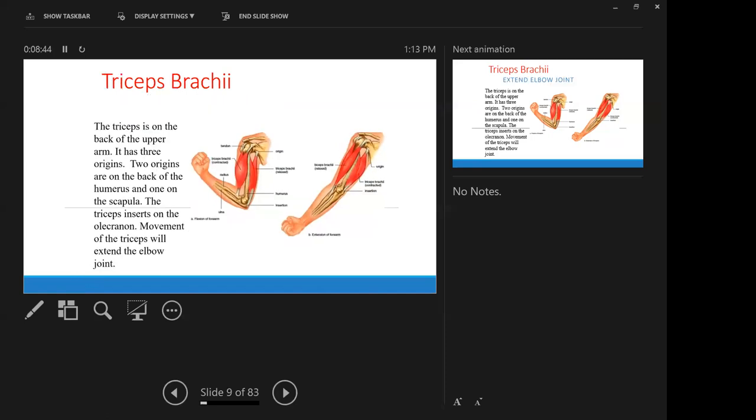Since we can't go around all day with our fingertips sitting on our shoulder, we need to get our arm back into its regular position. And this is where the triceps brachii comes into play. The triceps is on the posterior surface of the arm, or the back of the upper arm. It has three origins, but it inserts itself on the olecranon process, the elbow.